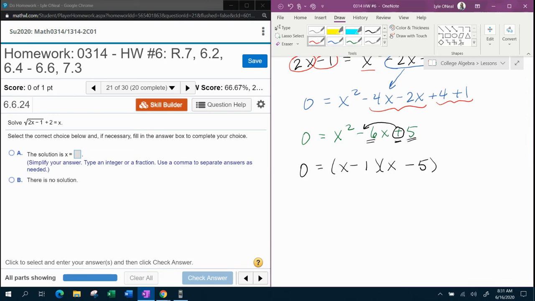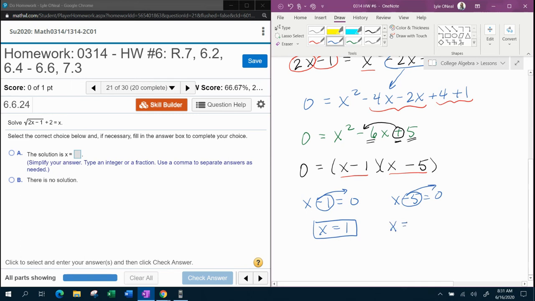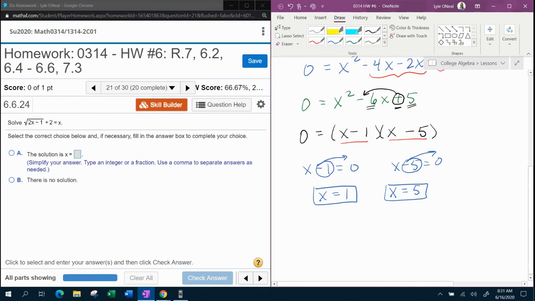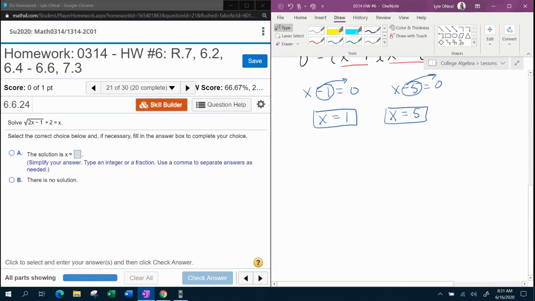So this does factor. And so now to finish it off, we're going to set each factor equal to 0 and solve. So x minus 1 equals 0. If I move the minus 1 over, we get x equals 1. And x minus 5 equals 0. Moving the minus 5 over gives me x equals 5. Now, I got two solutions, and my gut tells me that one of these is probably not going to work in the original problem. Okay, so you do need to check these solutions.